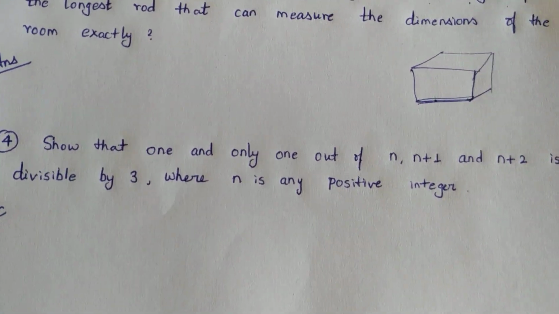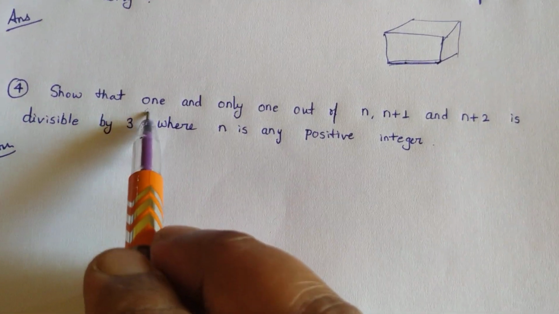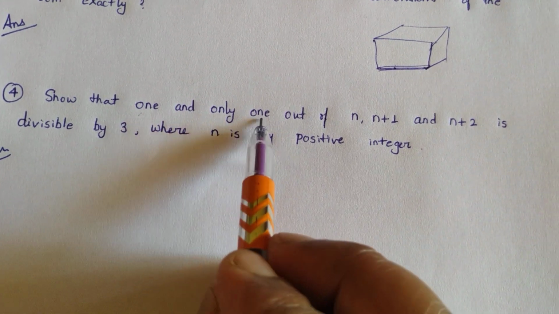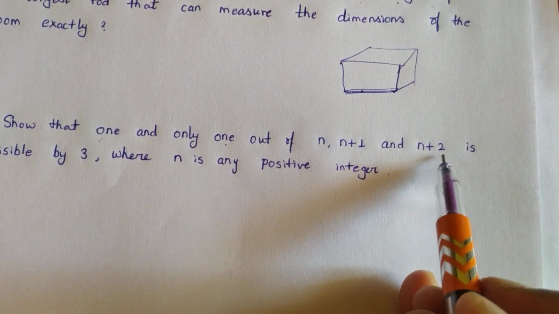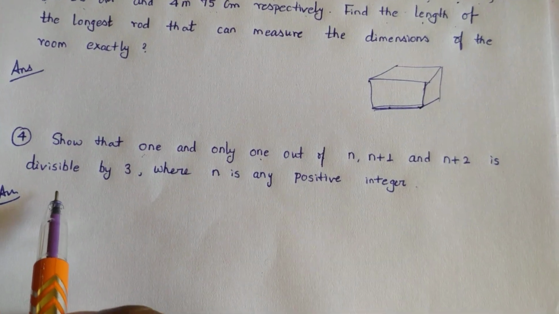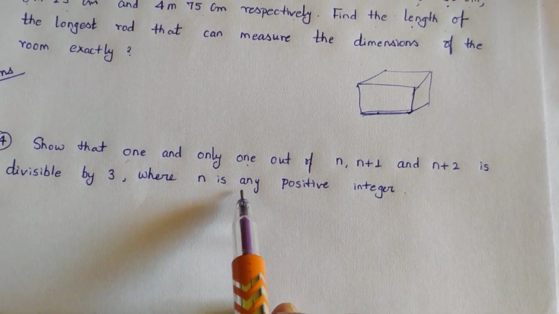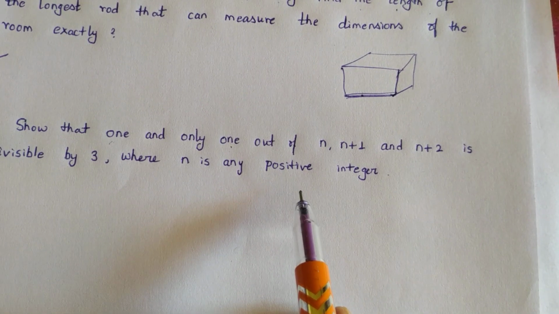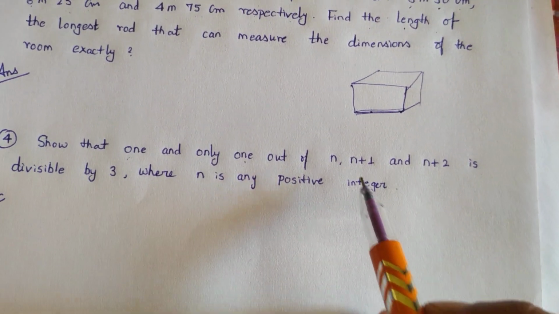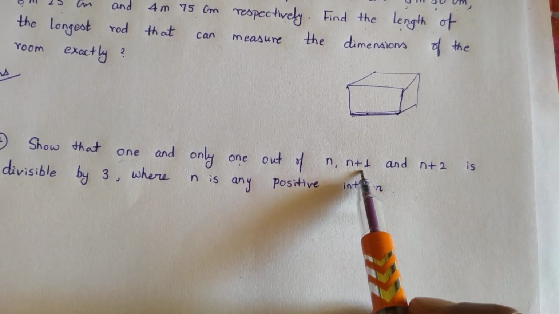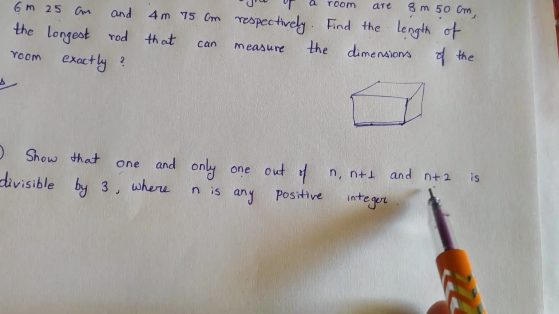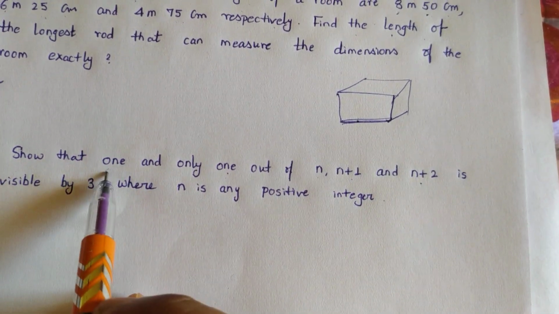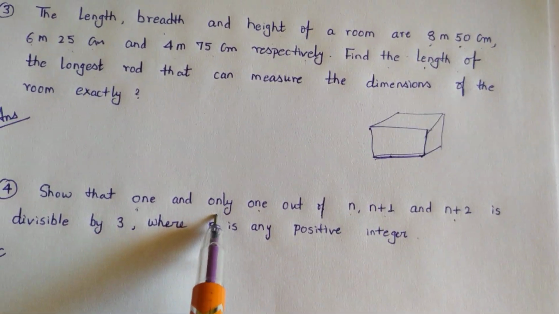Next question is: show that one and only one out of n, n plus 1 and n plus 2 is divisible by 3, where n is any positive integer. Now the question says that 1 out of n, n plus 1 and n plus 2 is divisible by 3 and only 1 is divisible by 3. There are two terms, 1 and only 1.